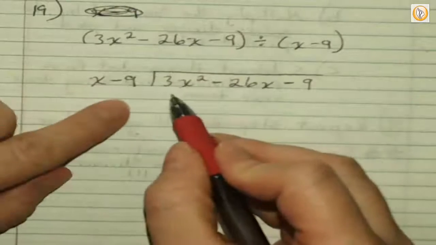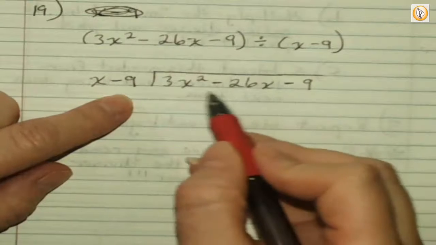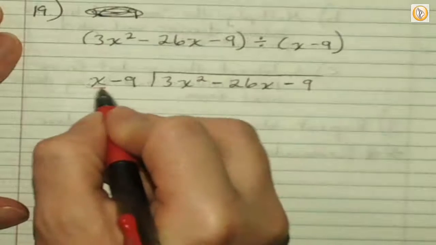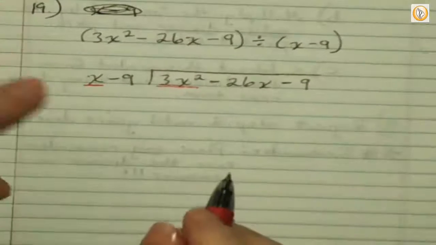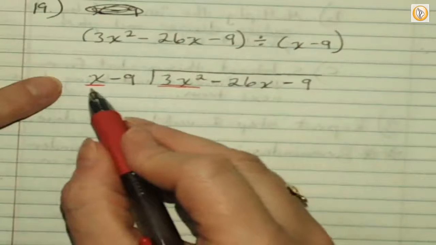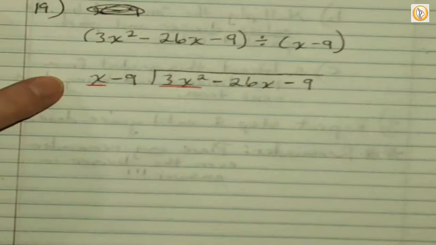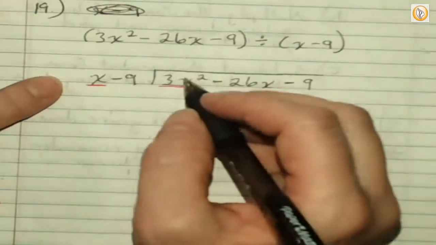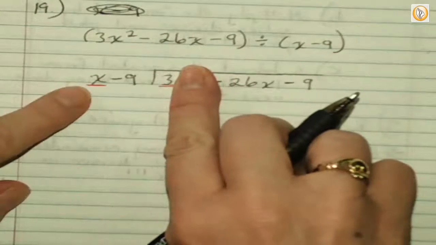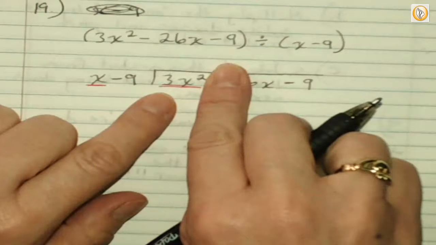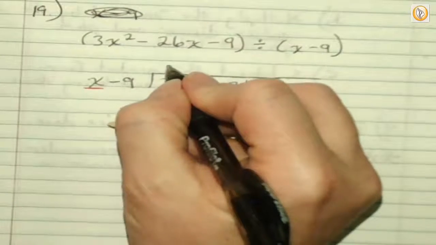Again, is everything in descending order? Are we missing anything? Thank goodness. So we're going to look at the first term, x and 3x squared. Sophia, how many times does x go into 3x squared? Well, right here, x goes into 3x squared how many times? Okay, we got a 3 down there.